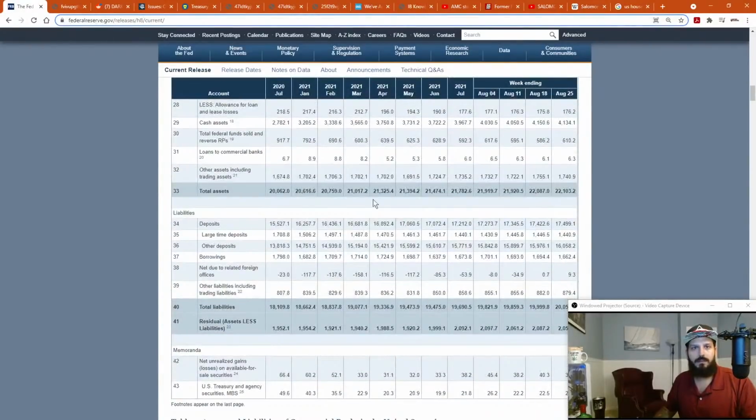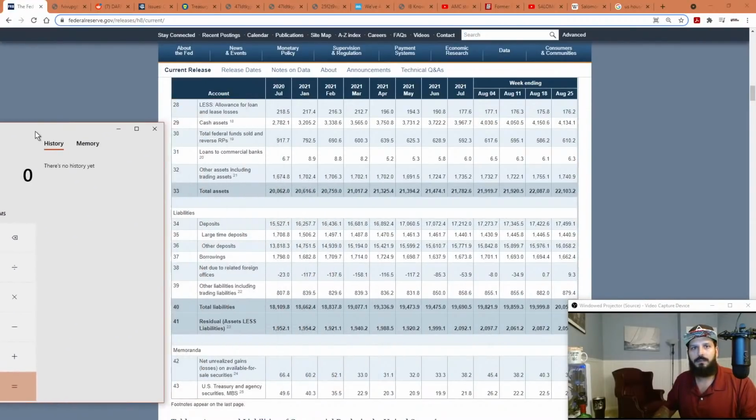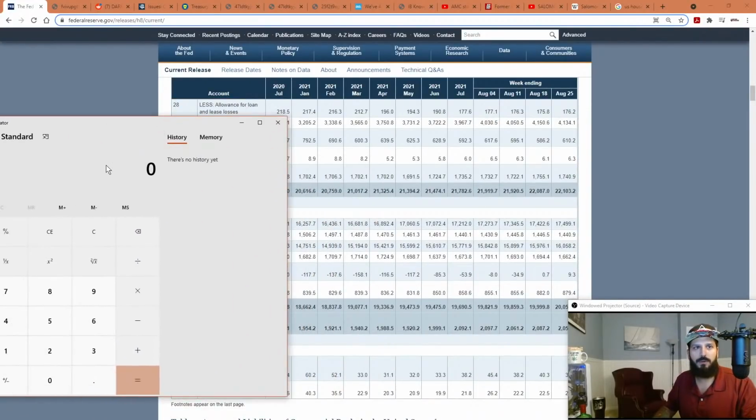You want to look at their total assets? Check this out. I have not done this for this week. We're going to do it real easily. They started off in July of 2020 with 20.062 trillion. And then they're starting off with August 25th here. They're at 22.1 trillion.